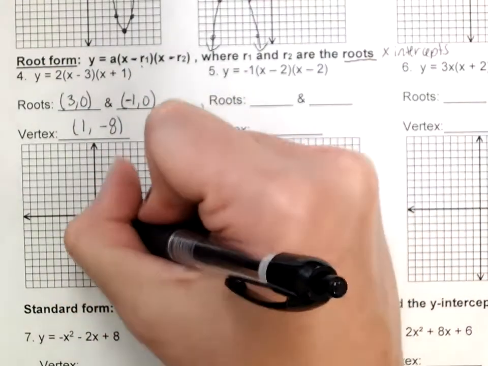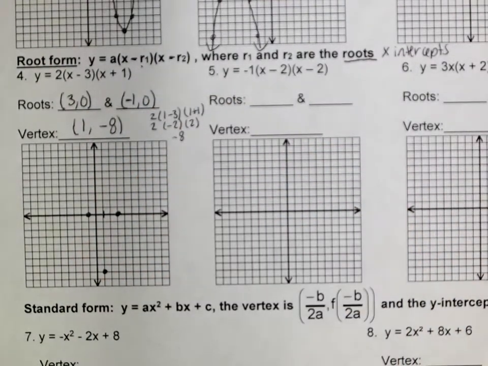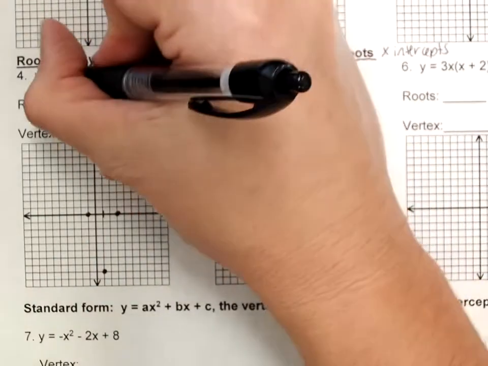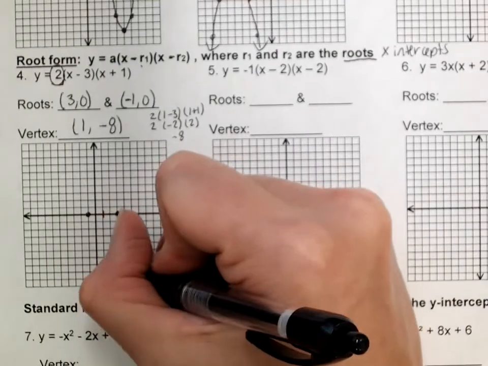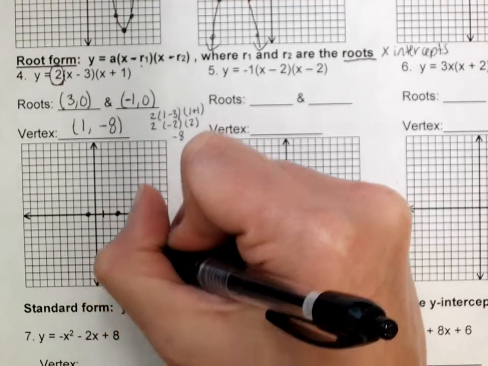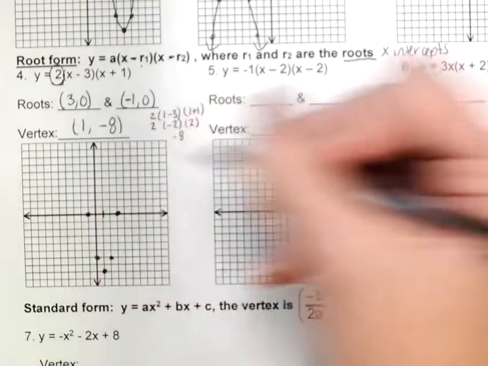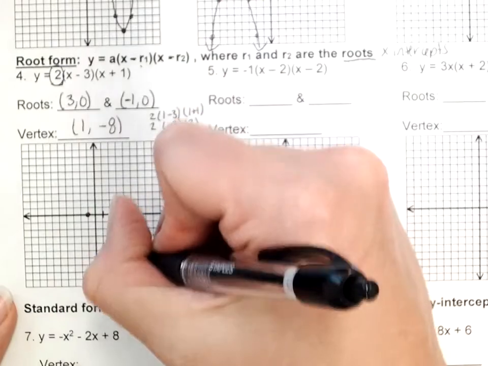So 1, negative 8. From there, if I wanted to find my next points, again, I know it's stretched because of the 2 in front, so it would be over 1, up 2. Remember, the next point would be over 2, up 4, which is up 8. Usually it's 4. This time it'd be 8, which puts us right back on the dots we've already drawn.